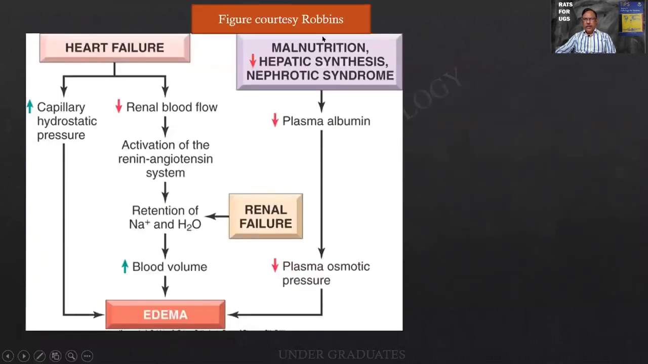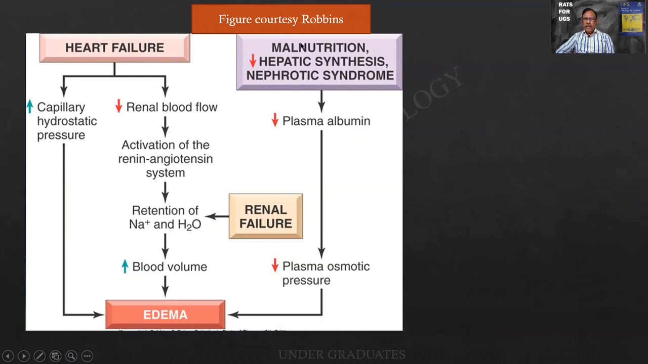Causes of edema, courtesy from Robbins, this flow diagram. It can be because of heart failure. Whatever be the cause of heart failure, there are two things. One is an increase in the capillary hydrostatic pressure. This can lead to edema. Second one is renal blood flow is reduced. There is an activation of the renin-angiotensin mechanism, retention of sodium, increased blood volume, edema. Very simple, please remember it, very useful.